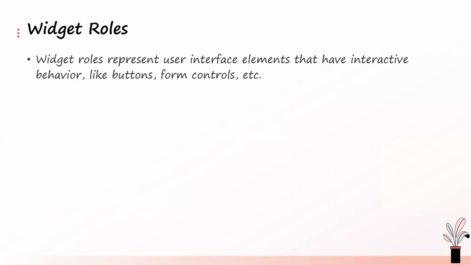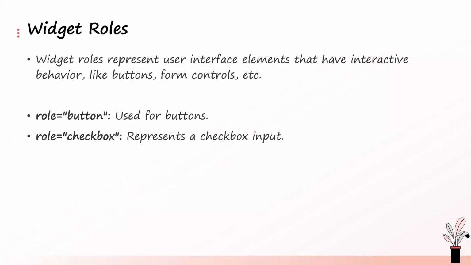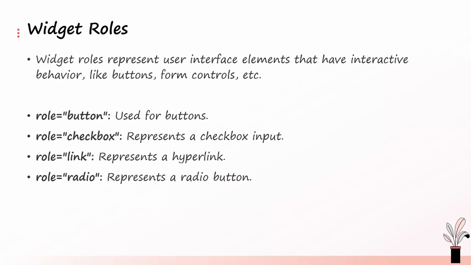Okay. Then we now have widgets. Now, landmark roles are for logically structuring your web page. But widgets have to do with all those small elements that we use. So widget roles represent user interface elements that have interactive behaviors, like buttons and form controls. Landmark roles do not have interactive behavior. They are just there to logically structure your web page. Okay. So when you say a role is button, it means that this is going to be a button. When you say a role is checkbox, it means that this is going to be a checkbox input. Role is link, it means it's a hyperlink, an anchor link. Radio button, okay. Slider represents a slider control.